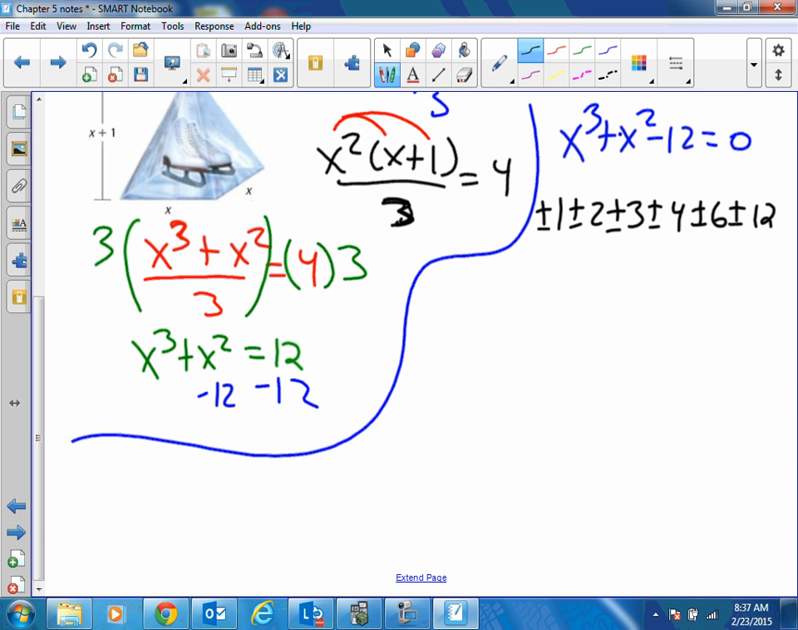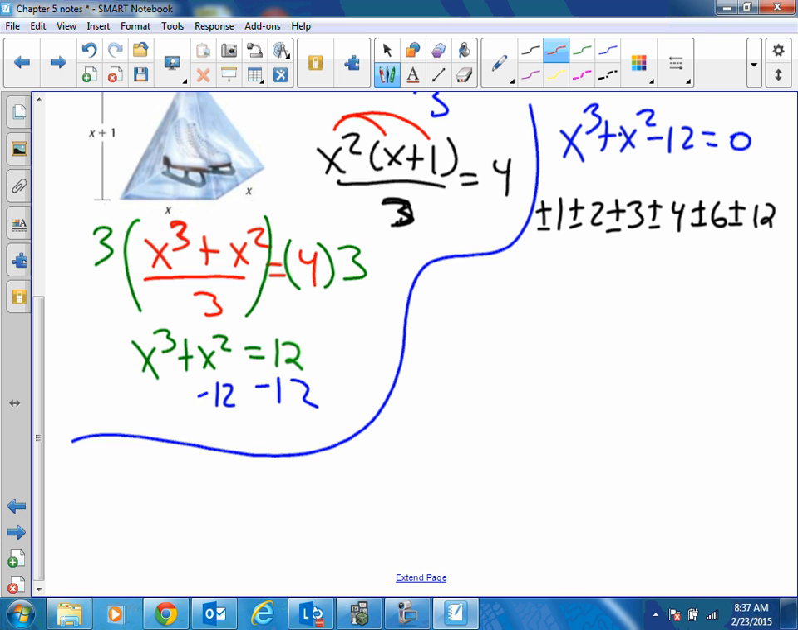Those are all the numbers going into 12. But if we reason, think about it logically. You can only have positive answers. You can't have negative x. Negative x won't work in this case. Can't have a negative length, width, or height.